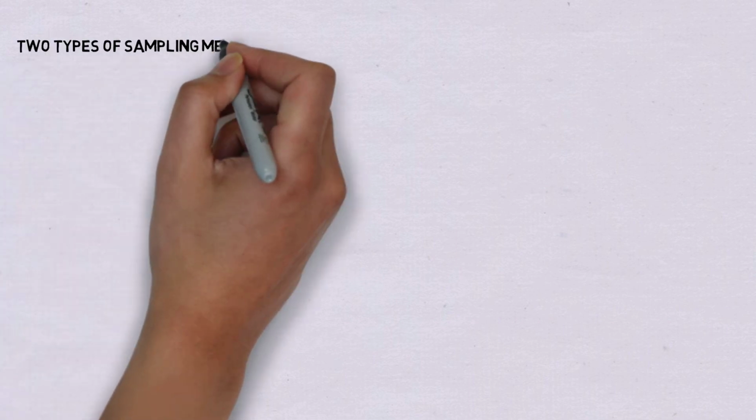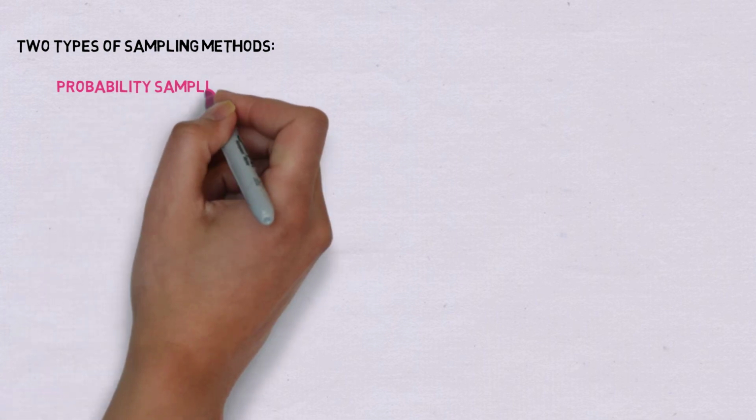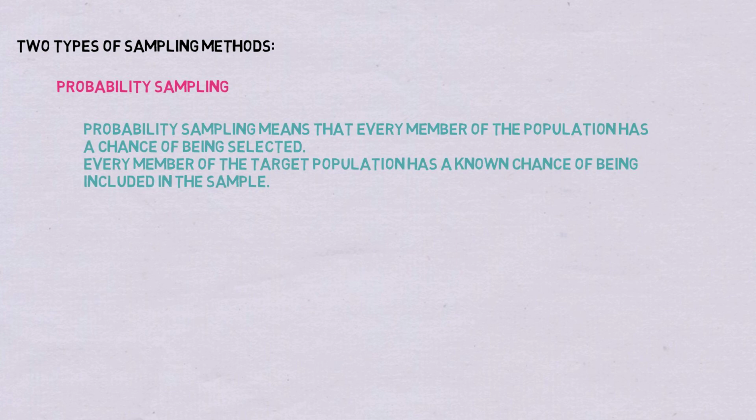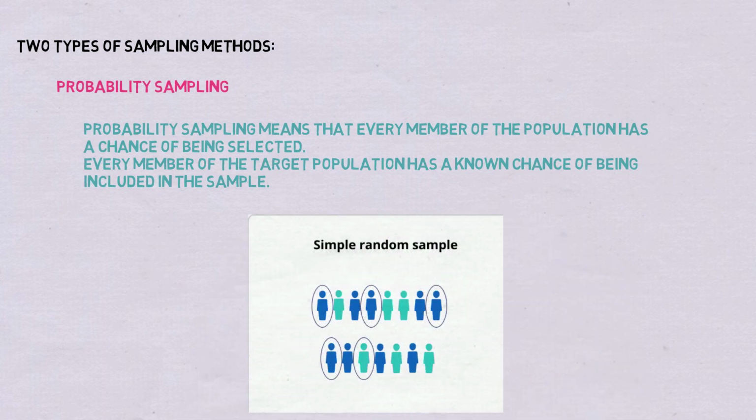Considering this, there are two types of sampling methods: probability sampling and non-probability sampling. Let's see probability sampling first. It means that every member of the population has a chance of being selected in a survey. In simple terms, every member of a target population has a known chance of being included in the sample.